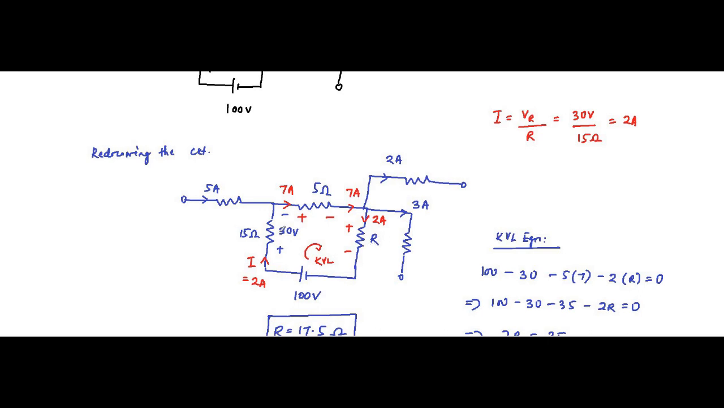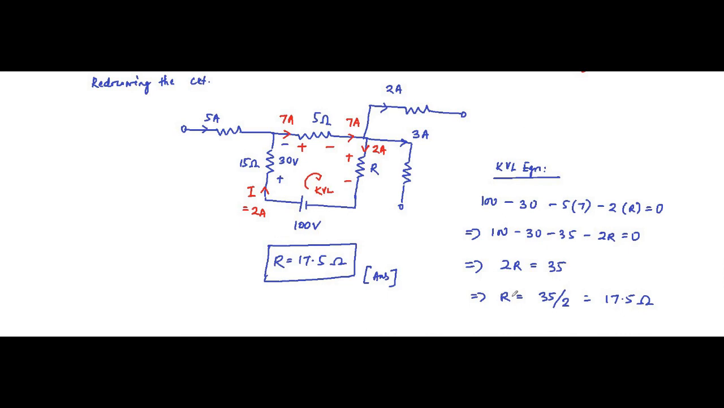So finally, after getting all the branch currents in this closed path, we applied KVL. For this question basic knowledge of KCL and KVL is required. So we applied KVL, we got the equation and we got the value of R.